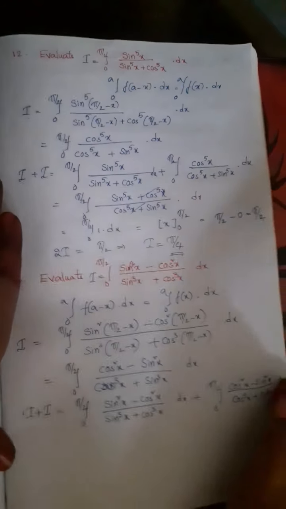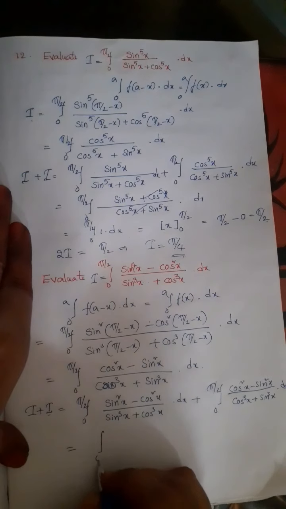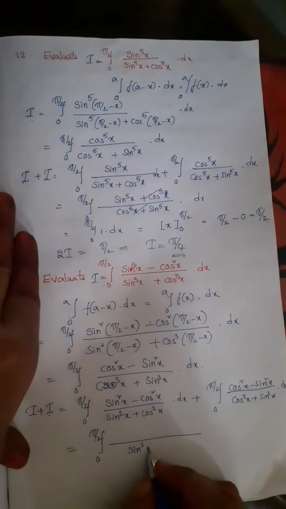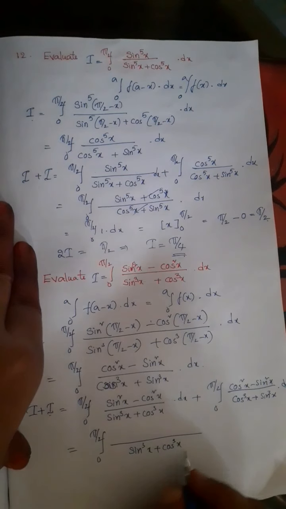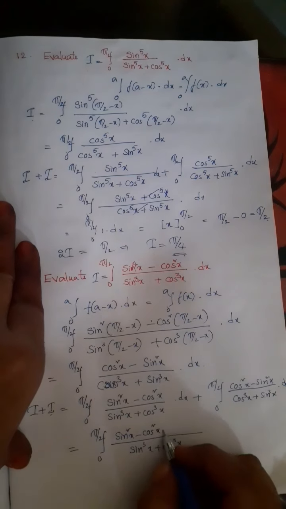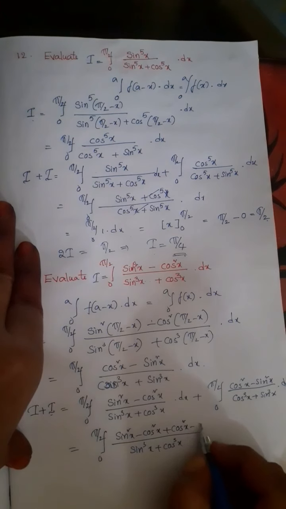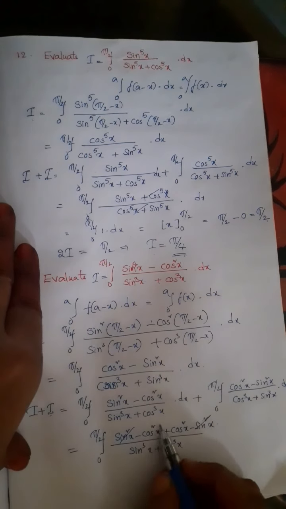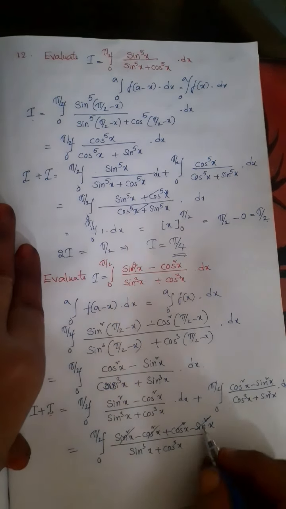Anyways, the denominator part is same, so you have to add the numerator part: sin cube x plus cos cube x, sin square x minus cos square x, plus cos square x minus sin square x. See, these terms are getting cancelled, right?